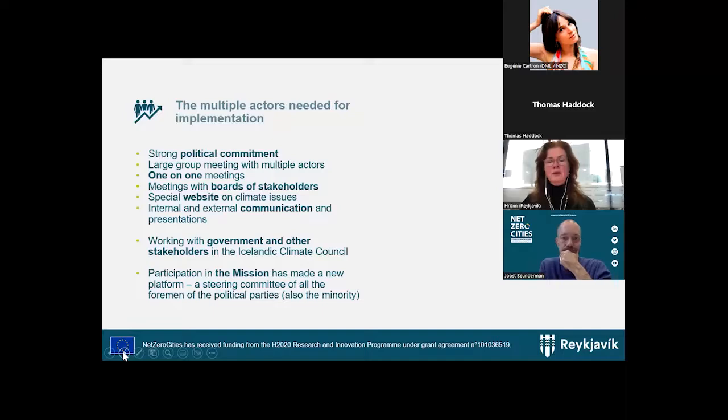We have the Icelandic Climate Council in Iceland, and we have two representatives from the municipalities, and I am luckily one of them. And there we have a different kind of stakeholders that can be very useful connecting further ahead for the climate contracts as well.